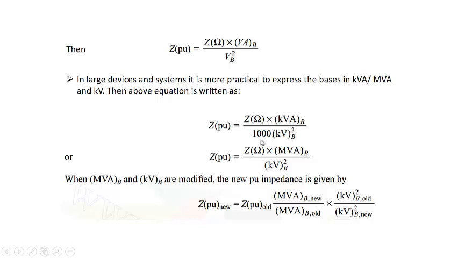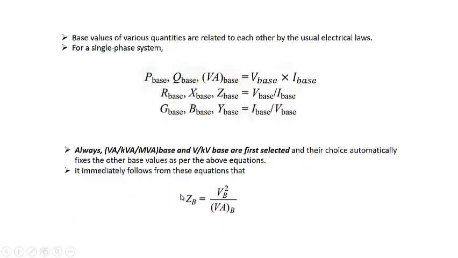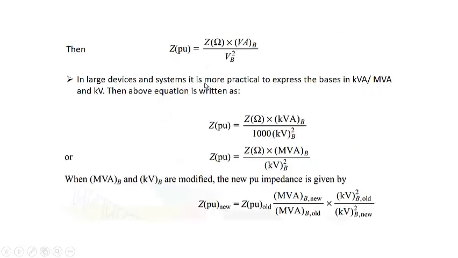Similarly, when we use the MVA base, 10 to the power 6 here, and kV square is 10 to the power 6, they will cancel out. You can use it directly without any multiplying factor. So when MVA base and kV base are modified, the new impedance is given by, that means Z per unit for the new base will be changed. It will not remain the same for different bases. If we change the base, Z base will change automatically. This Z actual will be constant, so this Z per unit will change.